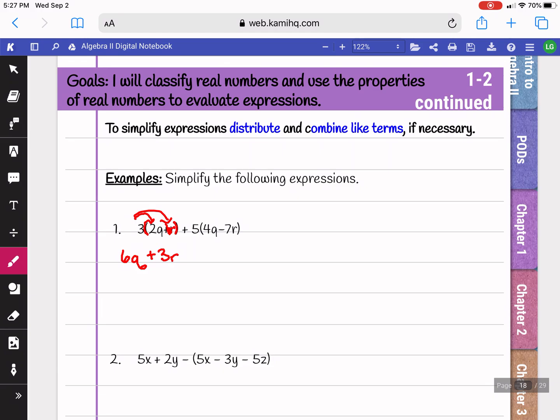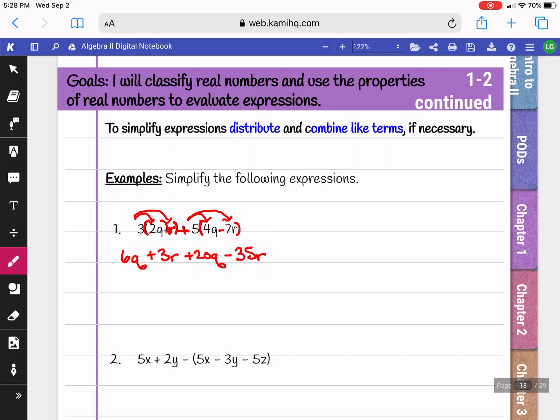Next, we're going to distribute the 5. Always look at the signs in front. So we're distributing a positive 5. 5 times 4q is positive 20q. So since it's positive, I write plus 20q. And next, we're going to distribute the positive 5 to the negative 7r. So again, you're looking at your sign. So 5 times negative 7r is negative 35r. So I put the negative sign there, or the minus, because it's negative.